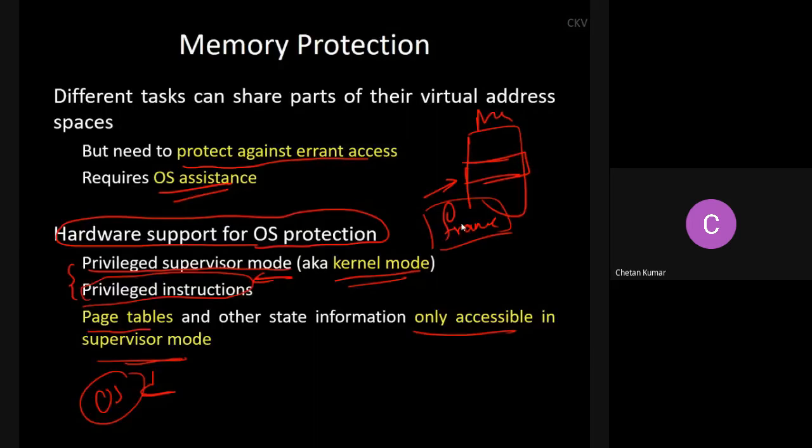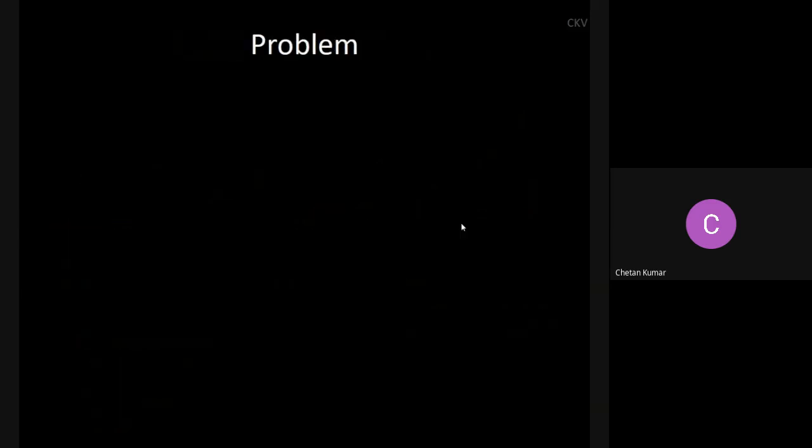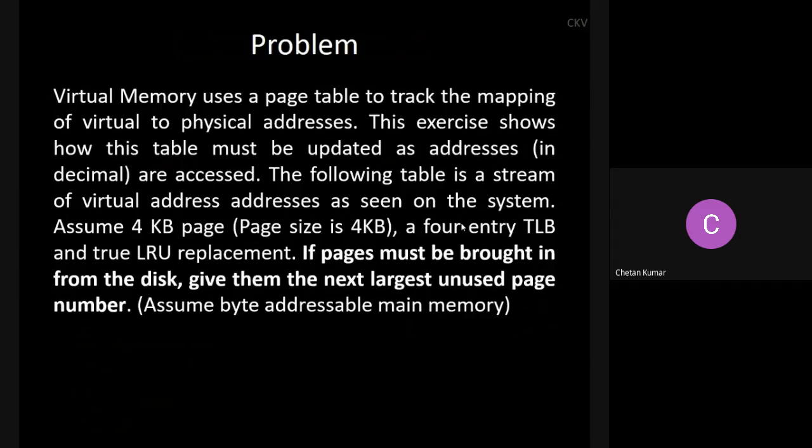Okay, I think with this we have completed our memory organization topics. Initially we discussed cache, and then we discussed virtual memory. There is one problem related to virtual memory that maybe we can finish if we have some time. Virtual memory uses a page table to track the mapping of virtual to physical addresses. This exercise shows you how this table must be updated. The following table is a stream of virtual addresses as seen on the system.